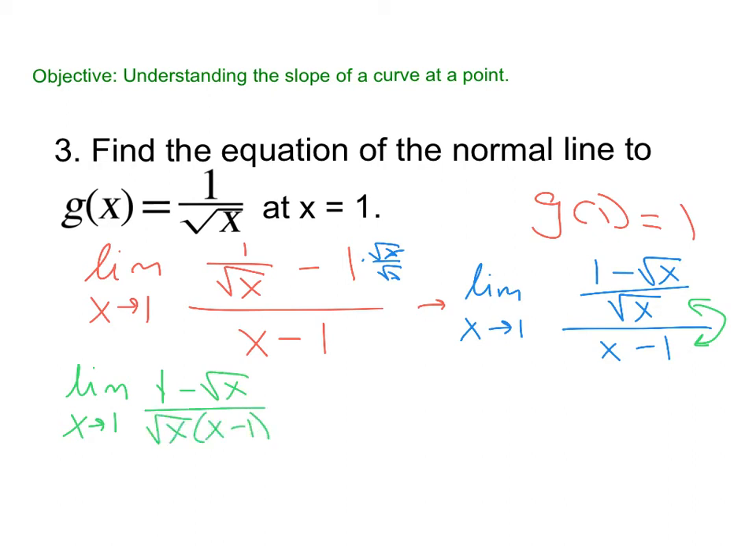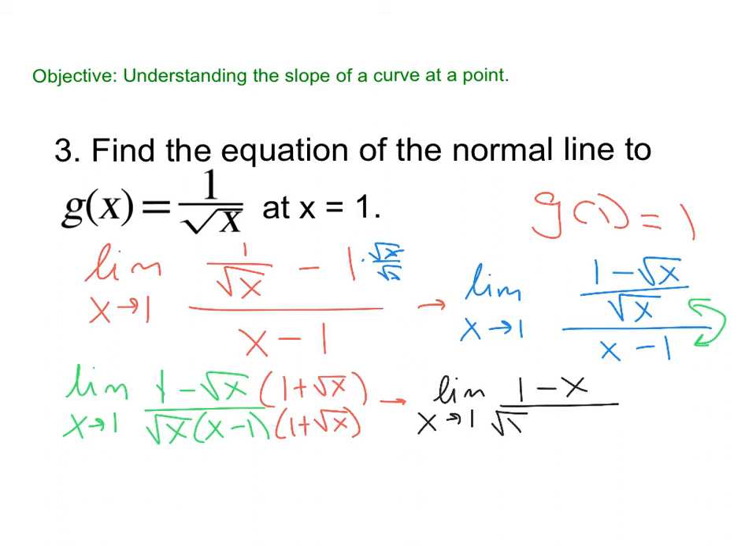Now what do we need to do? Pretty much anytime there's a square root, we multiply by the conjugate. So 1 plus root x over 1 plus root x. That gives me the limit as x approaches 1, and we get 1 minus x on top. Again, we're dealing with positive numbers, so I'm not going to worry right now about the absolute value of x. On the bottom, root x times (x minus 1) times (1 plus root x).